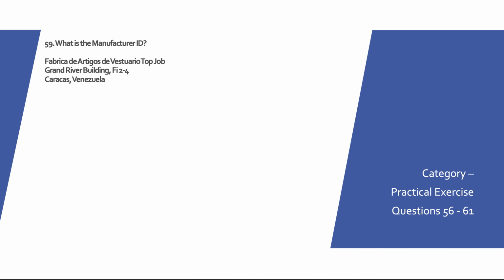Today we're going to review question 59 from the October 2019 exam. The category is Practical Exercises. The question is, what is the manufacturer ID? And they provide us with the name and the address to build it. They also give us 5 multiple answers to pick the correct one.